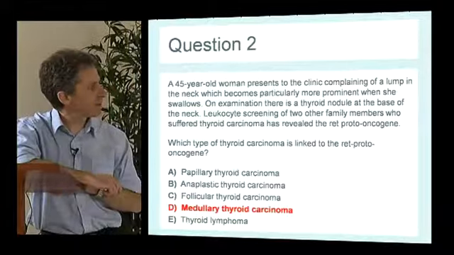The point to remember is that medullary thyroid cancer is the odd one out of thyroid cancers. And it arises from the C cells, not the thyrocytes, the calcitonin-making cells of the thyroid gland. So it's very different from the rest of the thyroid gland and thyroid cancers.